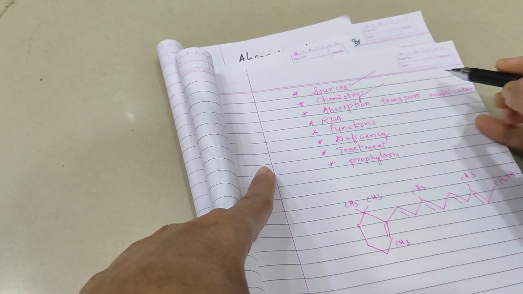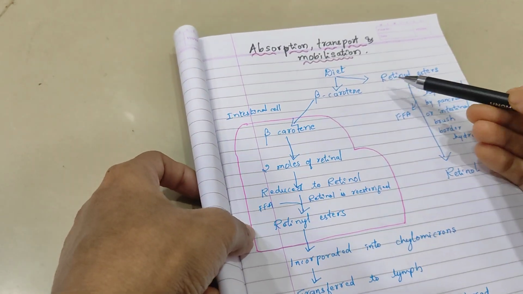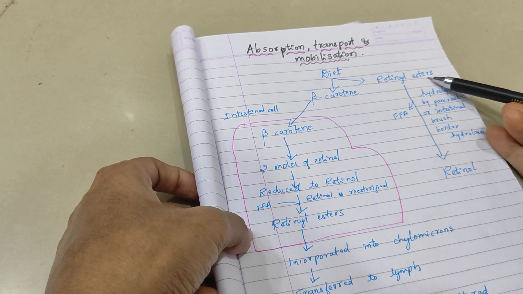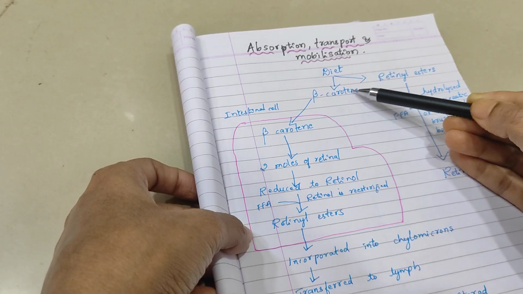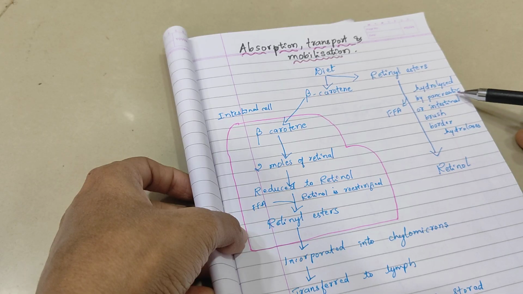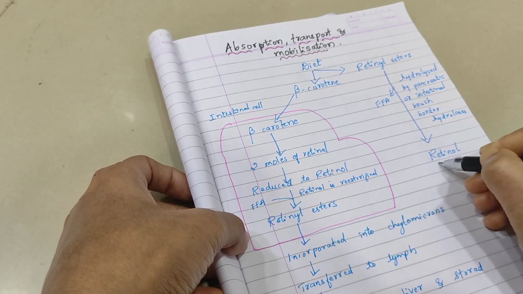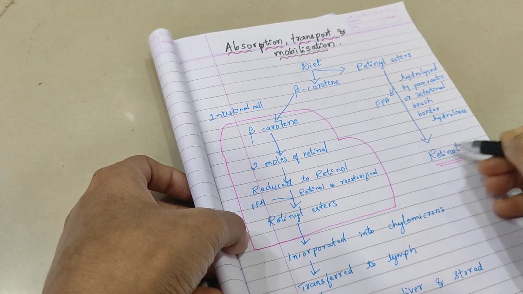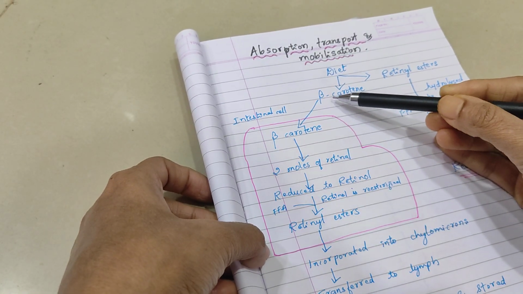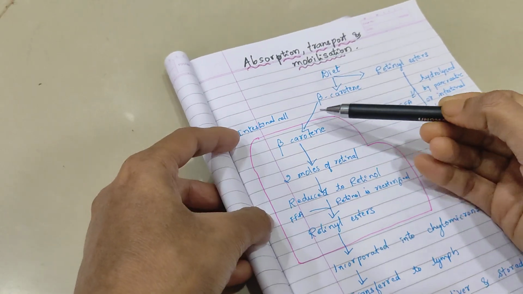Now going to absorption, transport and mobilization of vitamin A. From the diet, if it is from an animal source, you will get retinol esters, and if it is from a plant source, you will get beta carotene. Retinol esters are hydrolyzed by pancreatic hydrolase or intestinal brush border hydrolase to retinol. Then it is taken up by the liver and stored there. What happens if we are receiving it from a plant source? It is beta carotene. On entering the intestine, it will enter the intestinal cell.